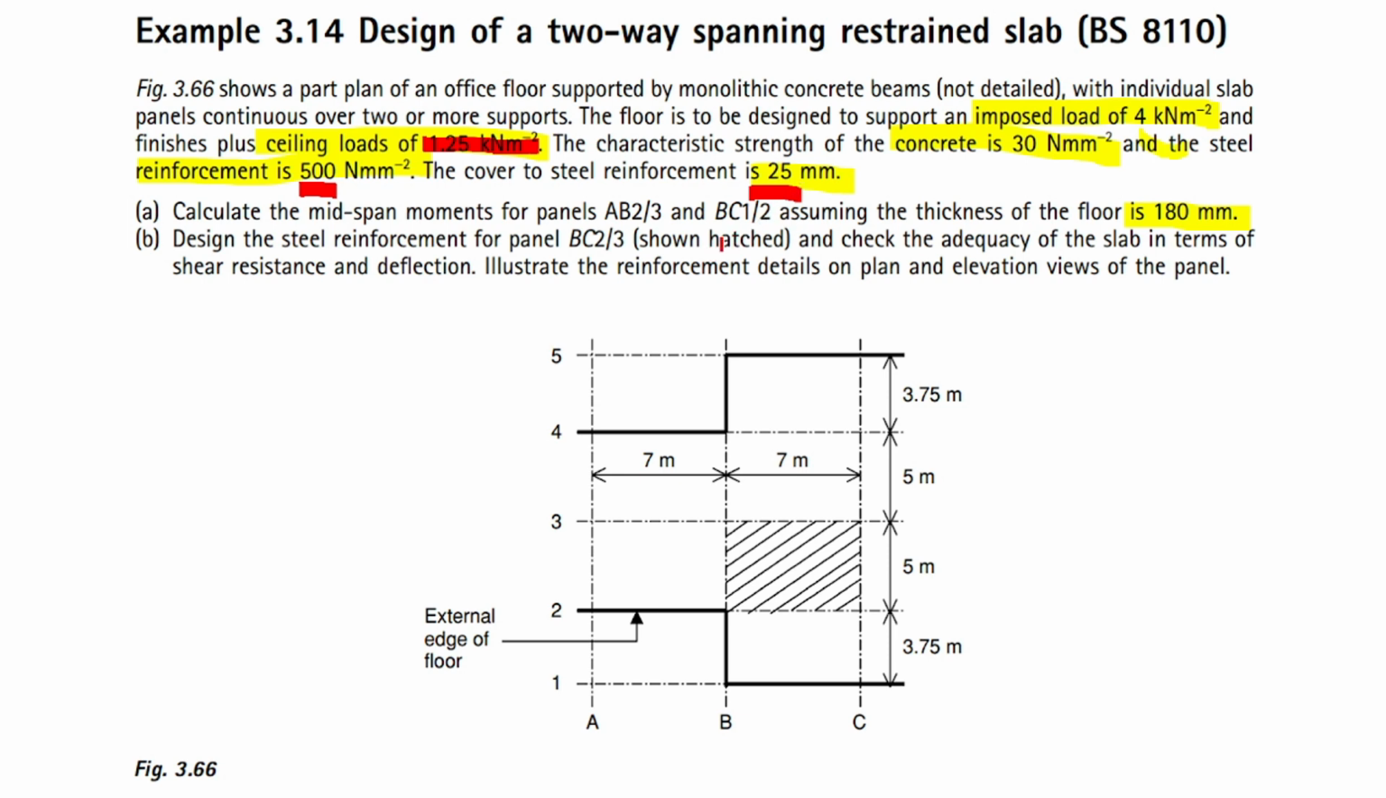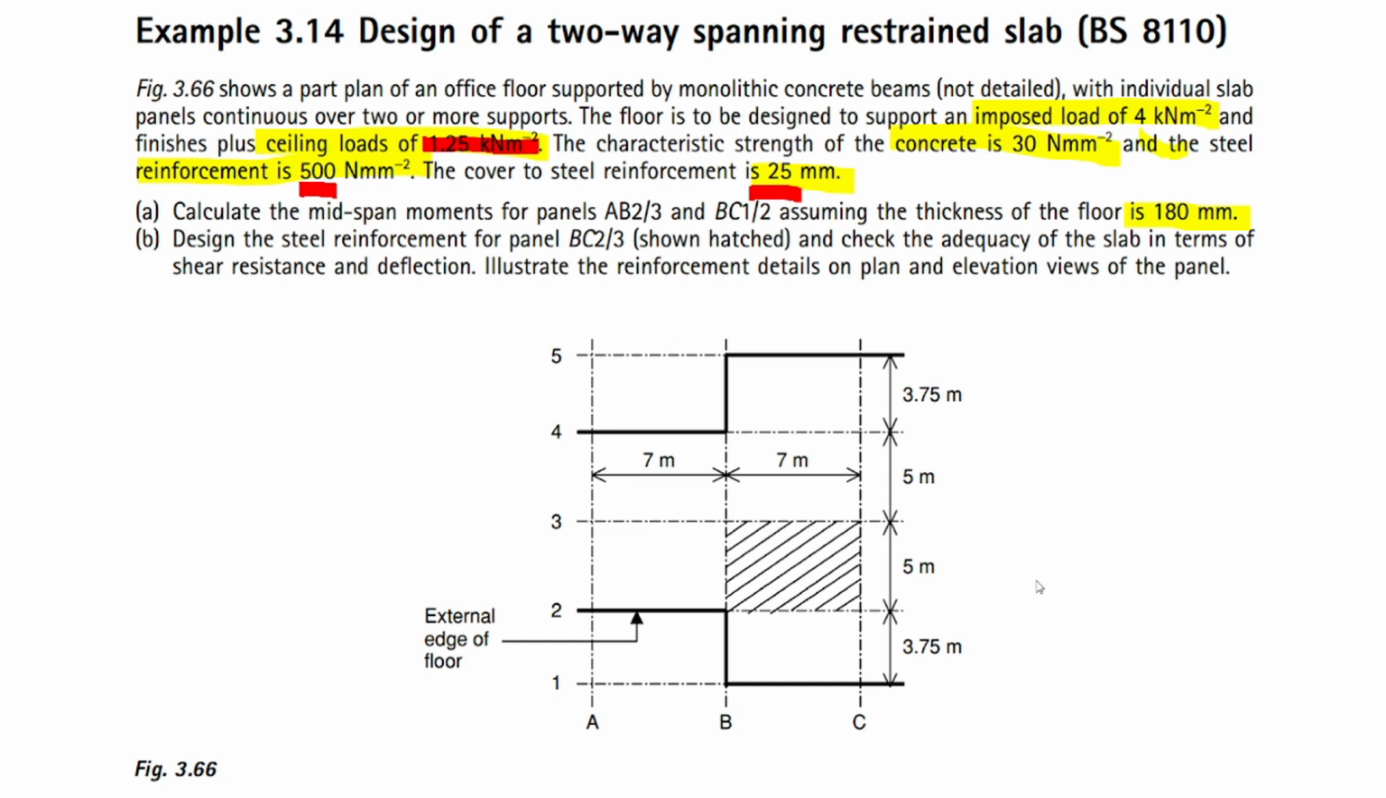Now for the thickness of the floor, based on what you have learned in one-way slab, you can just use that method to come up with the assumption. In this case, we already assume 180. If you already have your expert judgment, meaning you have experience in design, then you can come up right away with your assumption on the particular thickness that you are going to use for the design of the slab.